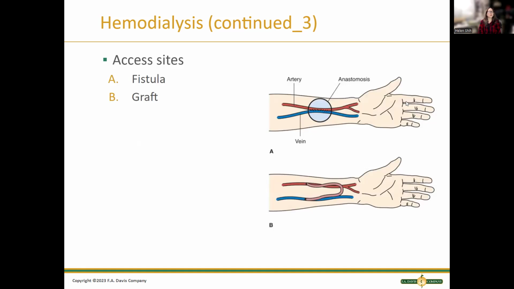So these are some of the access for fistulas. In picture A, you have a fistula in which we literally sew an artery and a vein together. The part where the artery and the vein connect is called anastomosis, which just means a combination of the two. And then in the second picture, you see a graft in which there is an artificial tube that is put in that connects the artery and the vein together.